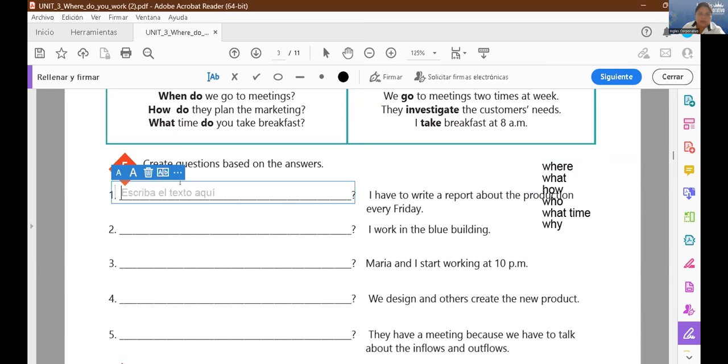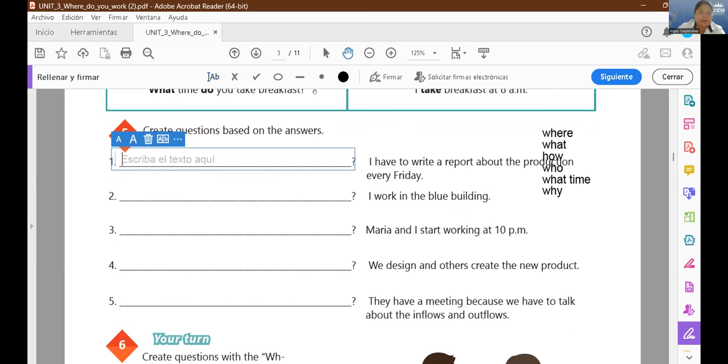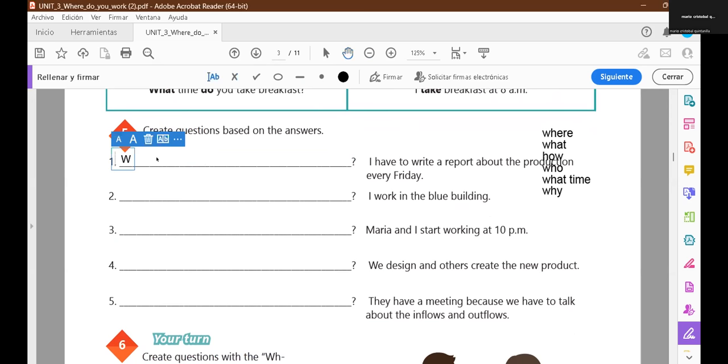Okay. So now look at this. We have question number one. So which could be the correct double H for this answer? ¿Cuál podría ser la double H word para la primera pregunta? Tenemos acá, I have to write a report about the production every Friday. Tengo que escribir un reporte sobre la producción cada viernes. When do you have to write a report about the production?